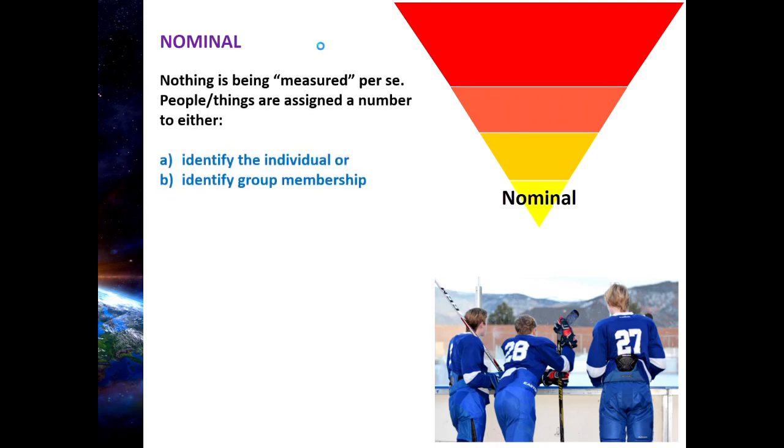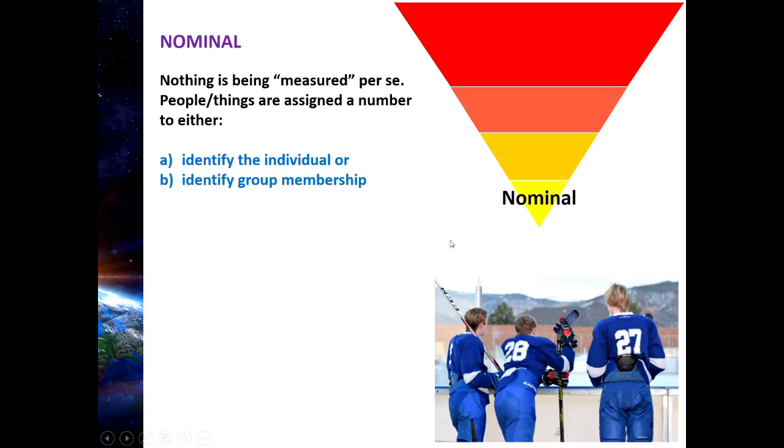If you are using numbers from a nominal scale, that means you're not really measuring anything. These numbers are assigned for one of two reasons. Either you're trying to tell one individual from another individual. So on their team, there's only one number 28. There's only one 8 and there's only one 27.